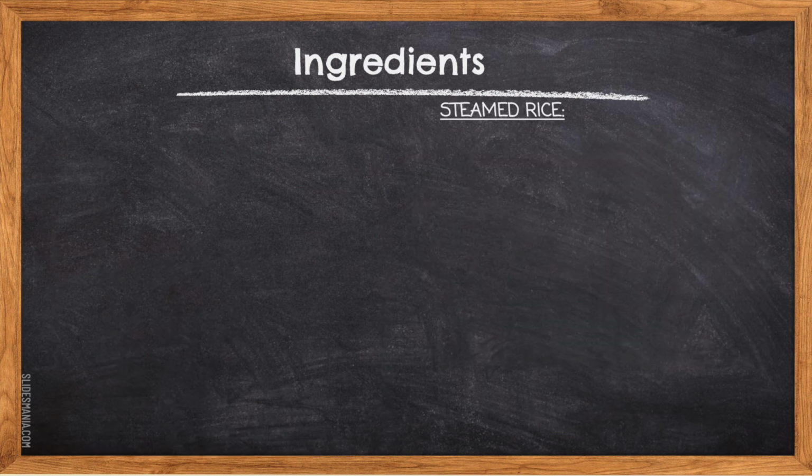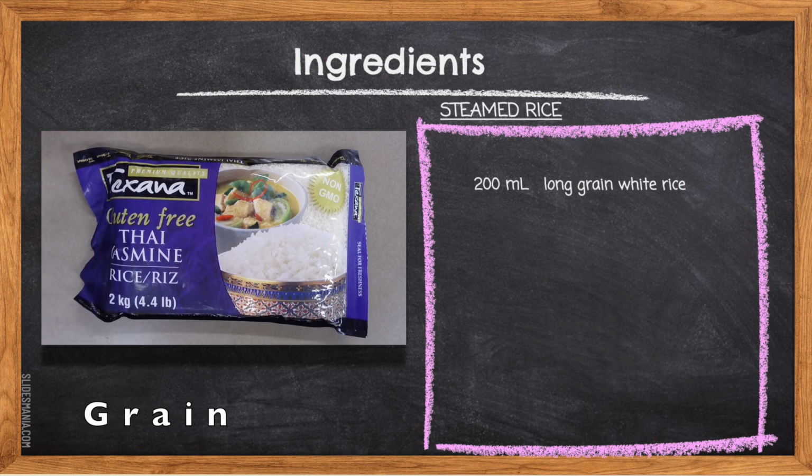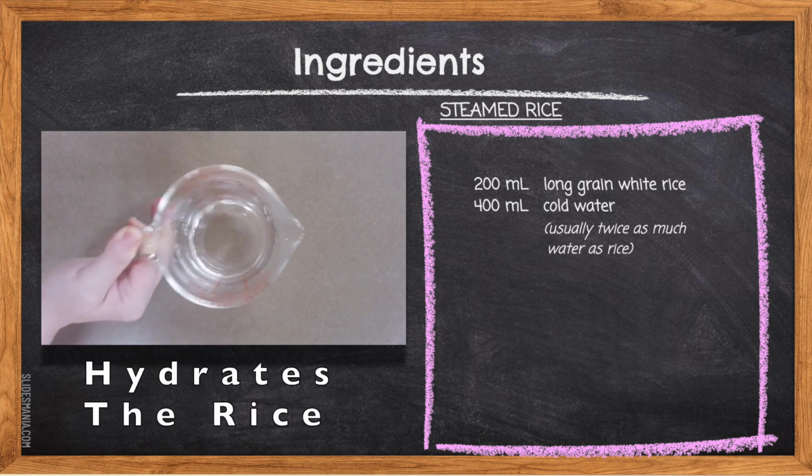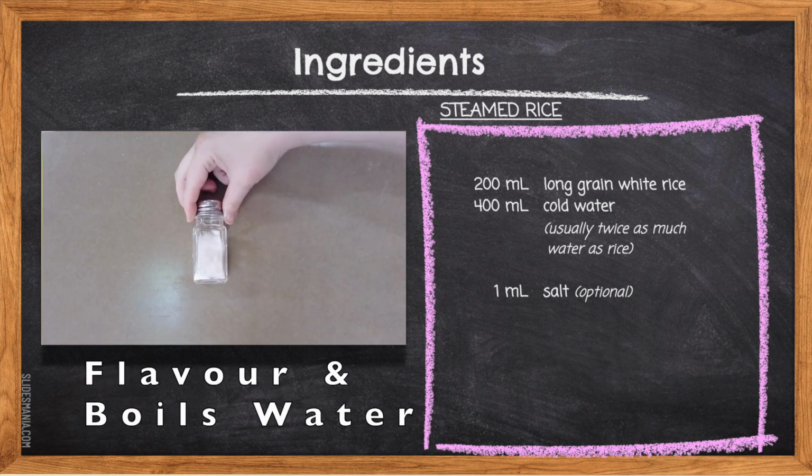Steamed rice. 200 milliliters of long grain white rice. Today we're using jasmine, but a basmati rice would work as well. Long grain rice tends to be a little bit more light and fluffy, perfect for absorbing the sauce. 400 milliliters of cold water, usually twice as much water as rice. Using cold water to cook the rice allows the rice to have more time to soak, and it helps cook the grains more evenly. 1 milliliter of salt.